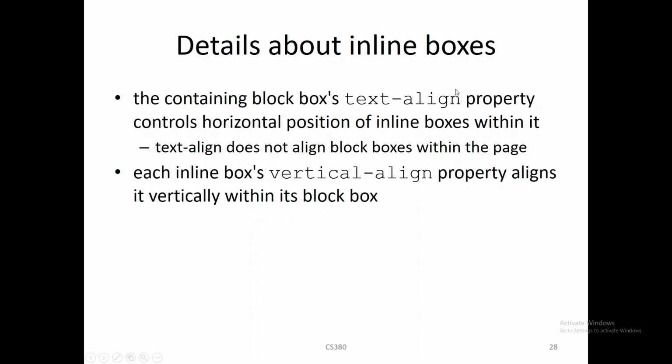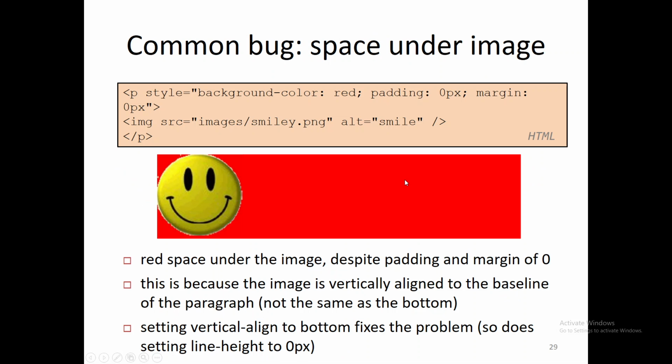Just to summarize the point: the containing box's text align property controls the horizontal position of inline elements within it. But each inline element can have its own vertical align property, which decides how it will align itself with respect to the baseline or to the line of text written in that line. That's what we saw here.